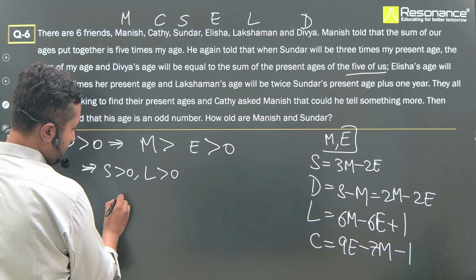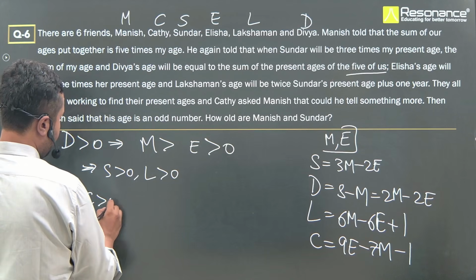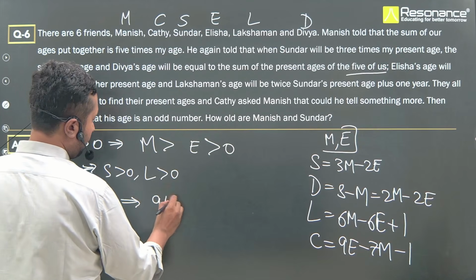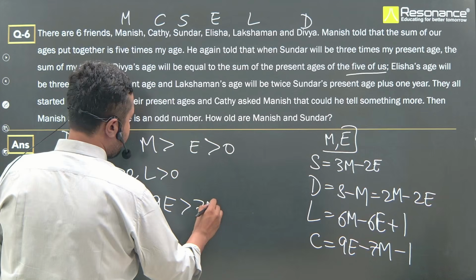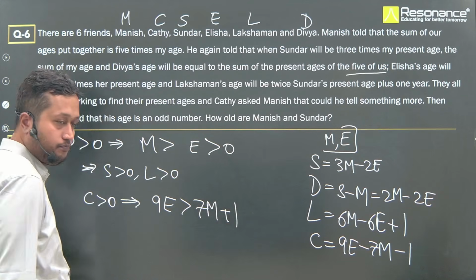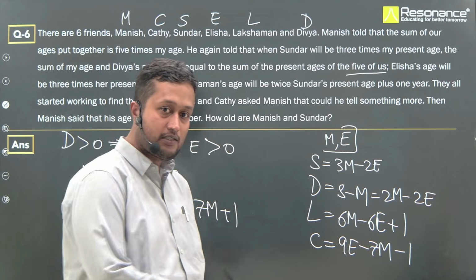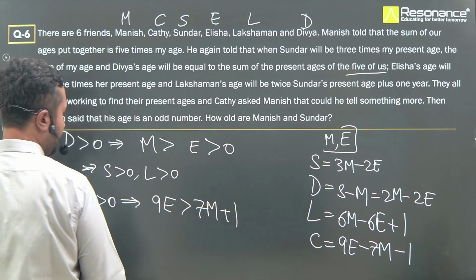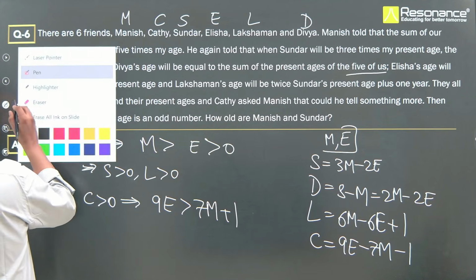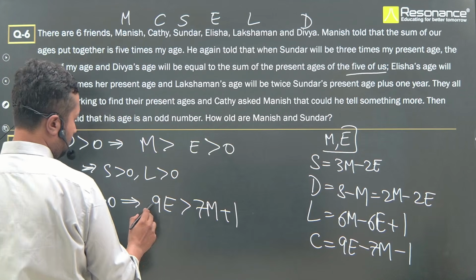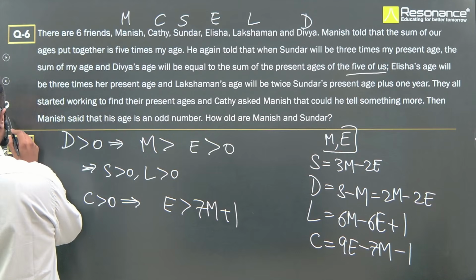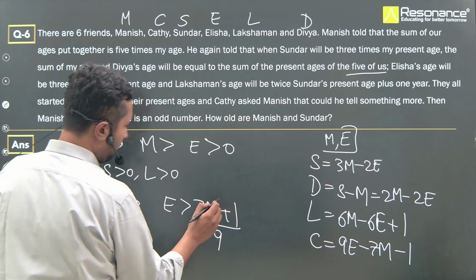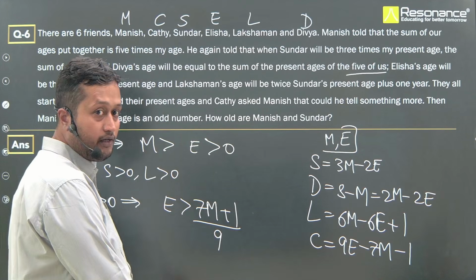So what does that give us? It says C greater than 0 means 9E must be greater than 7M plus 1, right? Sending the two terms to the other side of the inequality, you get 9E must be greater than that. Okay, so E must be greater than (7M plus 1) divided by 9.